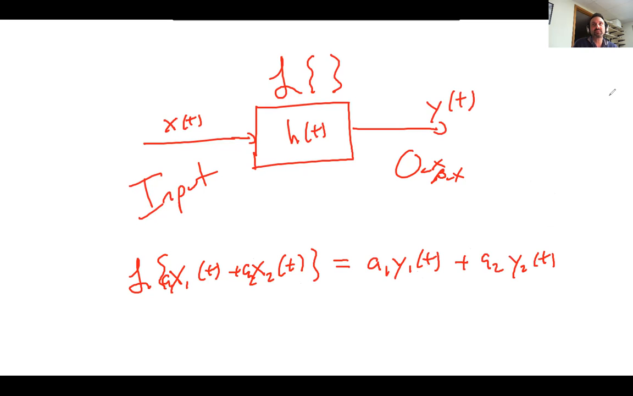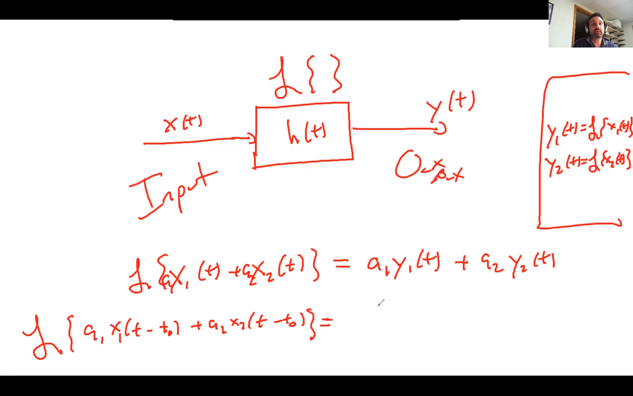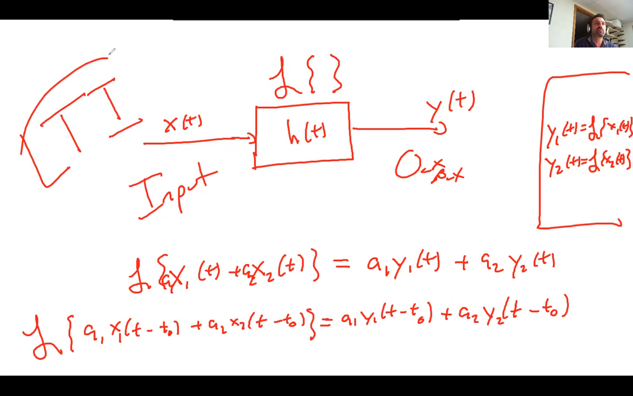Just as an aside, y1 of t is equal to the linear operator of x1 of t, and y2 of t is equal to the linear operator of x2 of t. Cool beans. More important is the time invariance. Let's say I shift the inputs, and I do a1 x1 of t minus t naught plus a2 x2 of t minus t naught. You know what I'm going to get? a1 y1 of t minus t naught. I'm going to get the identical shift at the output for both of them. Absolutely spectacular. So LTI is huge. We're going to be taking advantage of it.